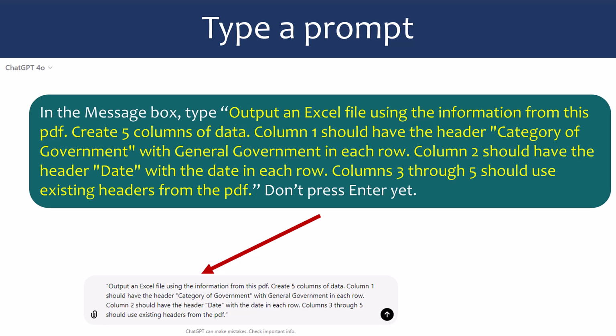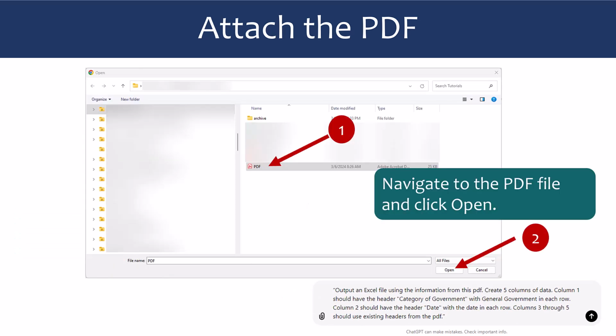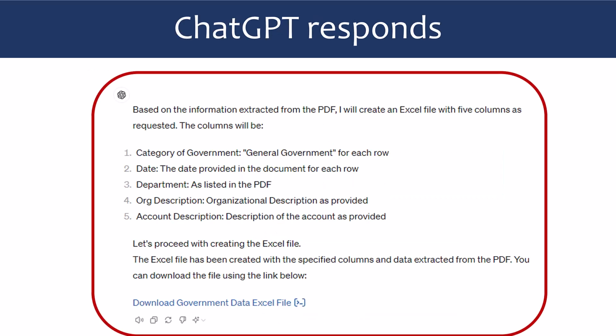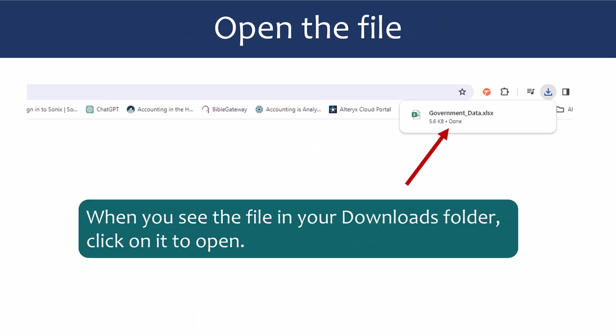Don't press enter yet. Click the paperclip icon to attach the PDF file. Navigate to the PDF file and click open. Once the PDF file is loaded, press enter. ChatGPT explains what it intends to do in steps and then proceeds with creating the Excel file. When ChatGPT is finished, click the link to download the Excel file. When you see the file in your Downloads folder, click on it to open.